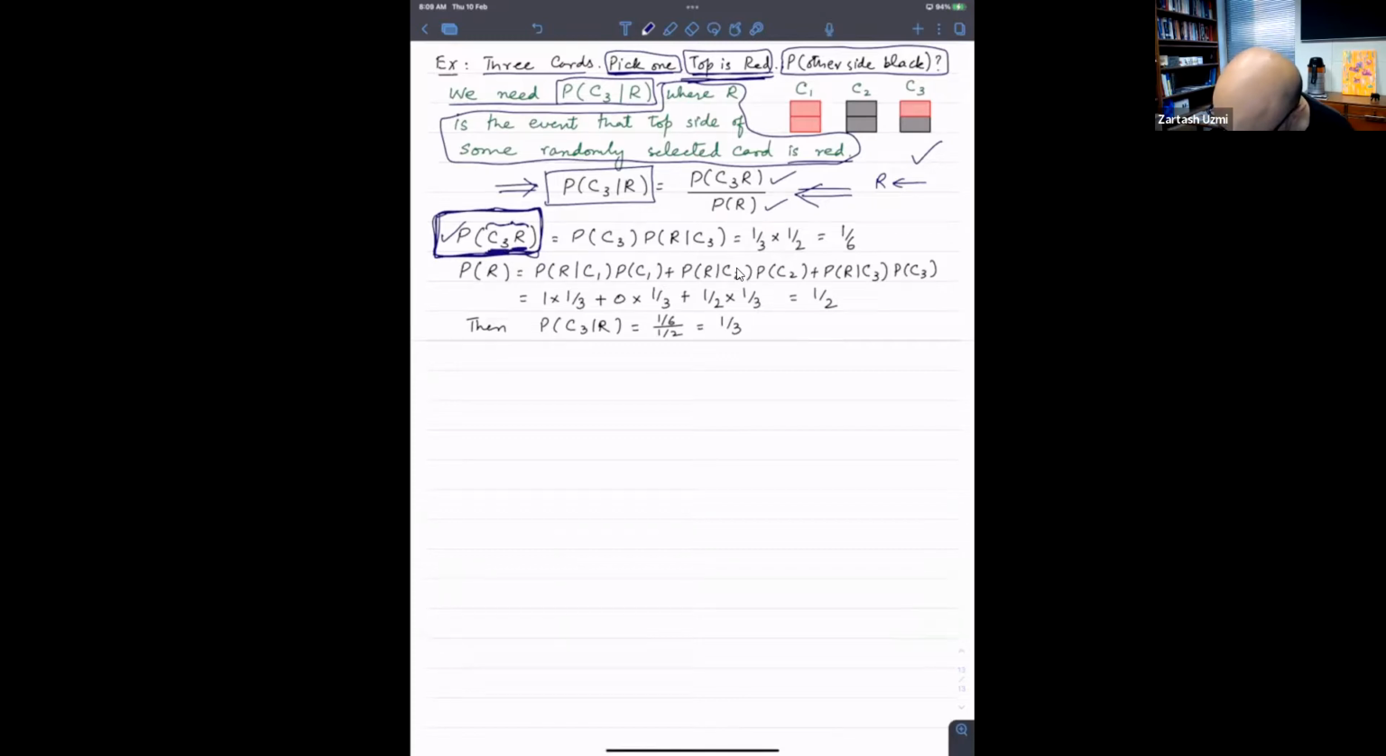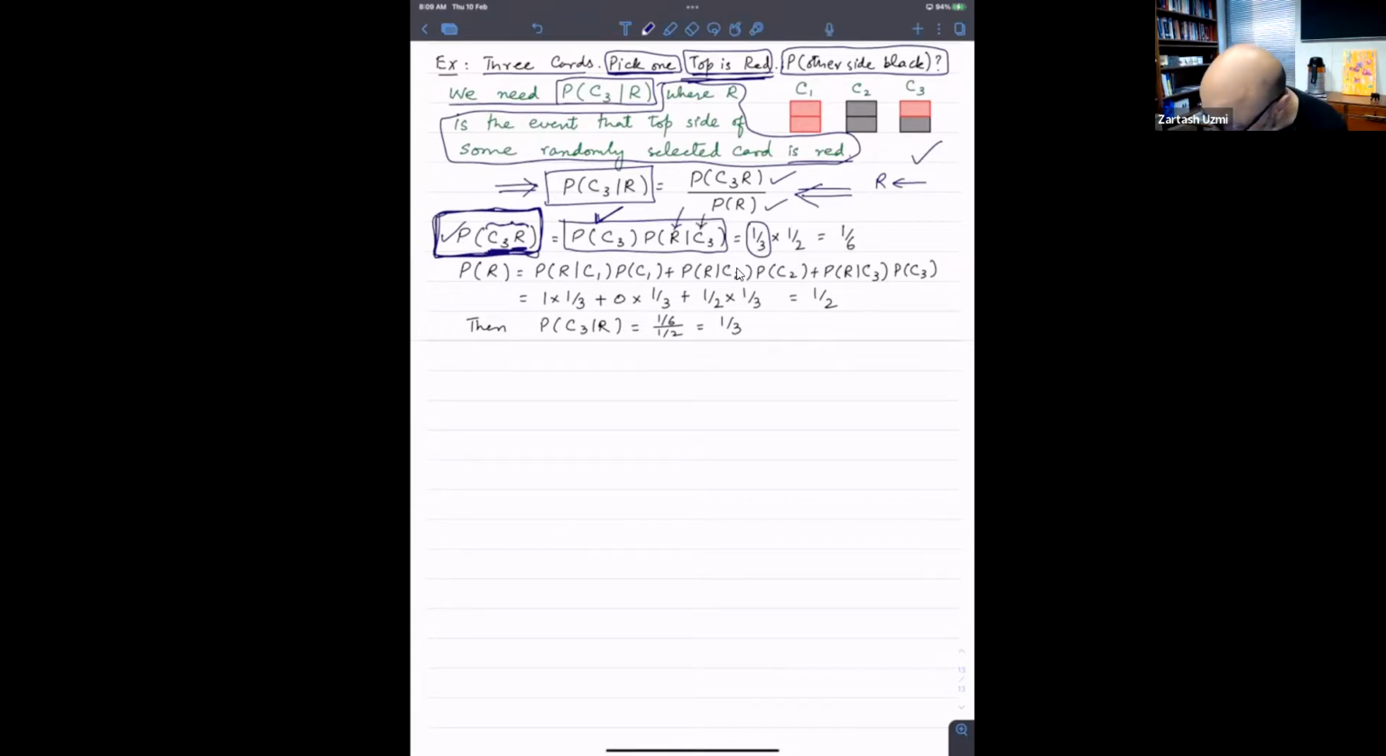So I apply this conditional probability formula here. I applied the conditional probability formula here, or you can call it the multiplication rule. We have discussed the multiplication rule as well. In fact, the multiplication rule directly comes from the conditional probability formula. So probability of C3 and R is the probability that you picked the third card, which is 1/3, which is given here, and then the probability that the face shows R, the top face is red, given that you pick the third card.